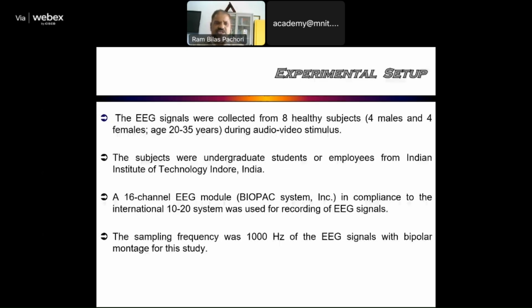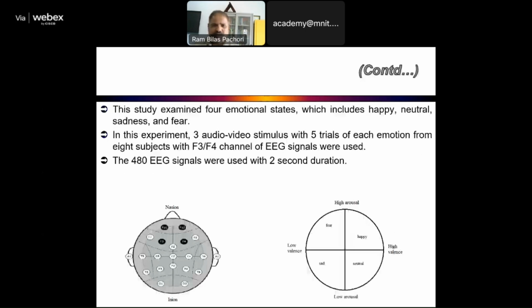The EEG signals were collected from 8 healthy subjects, 4 males and 4 females, whose ages vary from 20 to 35 years, during audio-video stimulus. These subjects were undergraduate students or employees from IIT Indore, and a 16-channel EEG module in compliance with the international 10-20 system was used for recording EEG signals. The sampling rate was 1000 Hz with bipolar montage. This study examined 4 emotional states: happy, neutral, sadness, and fear.